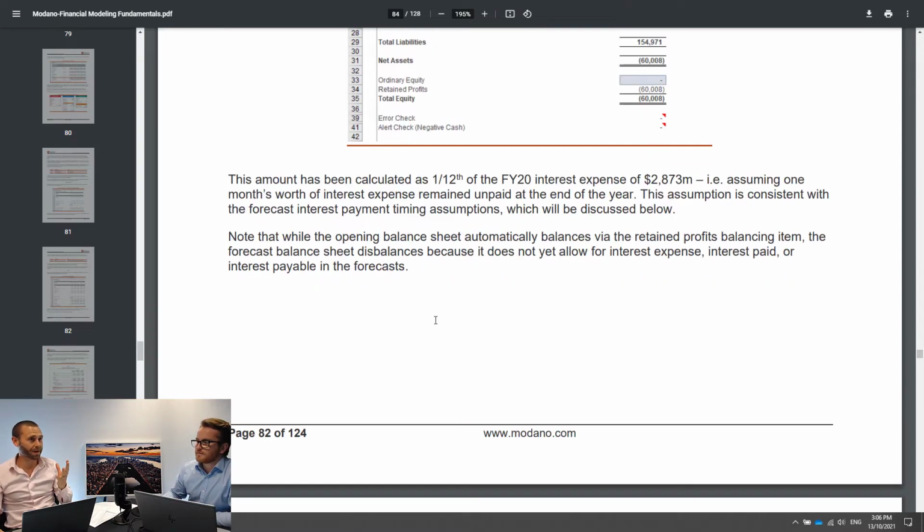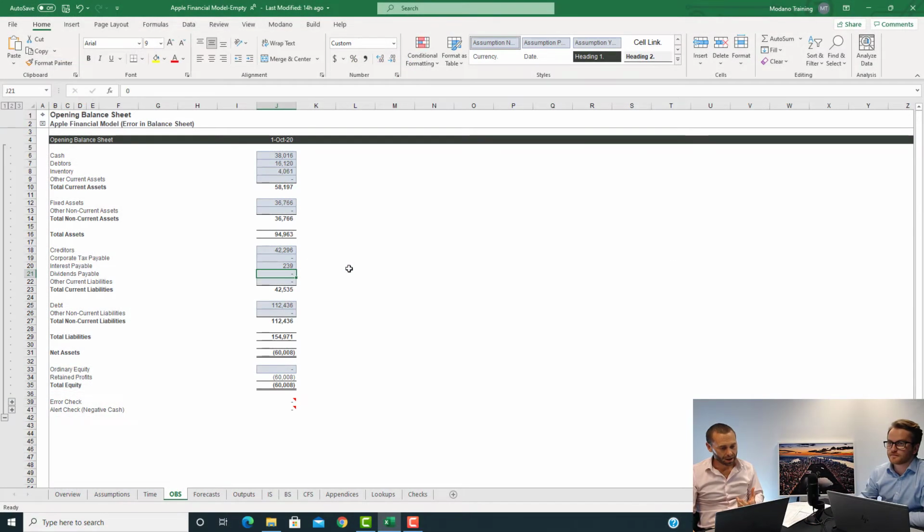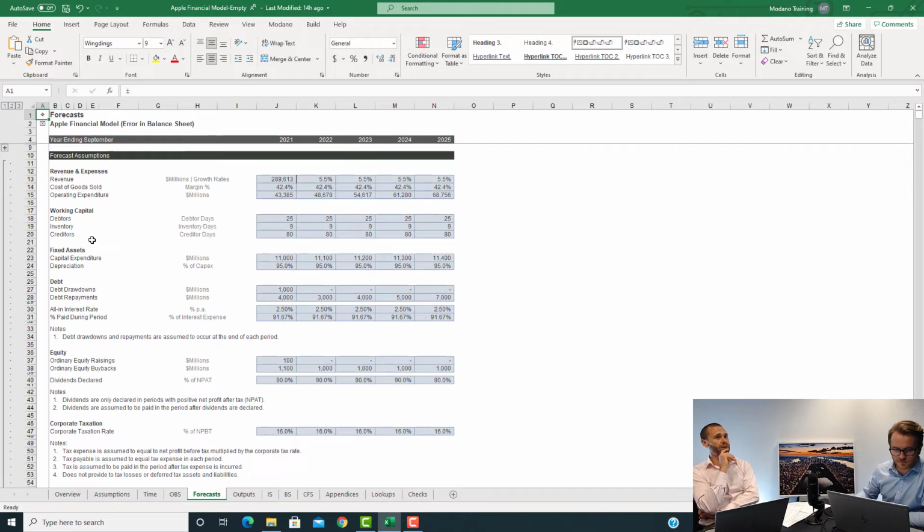So that's unbalanced the balance sheet now because we've got an interest payable in there, but we haven't got interest expense and interest paid. Okay, so let's fix this. Let's go to the interest expense assumptions, go to the forecast assumptions, and look at how we're forecasting debt interest expense.